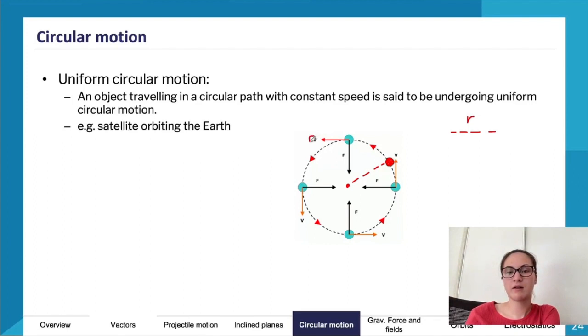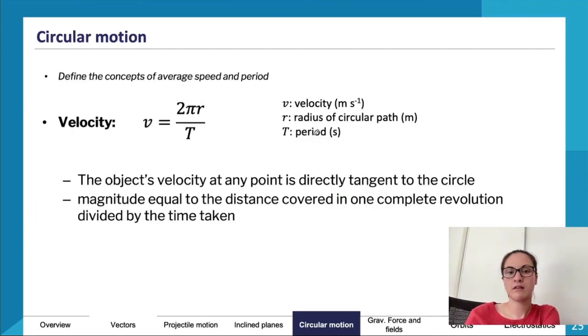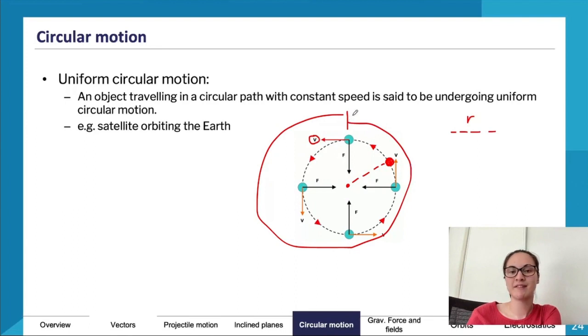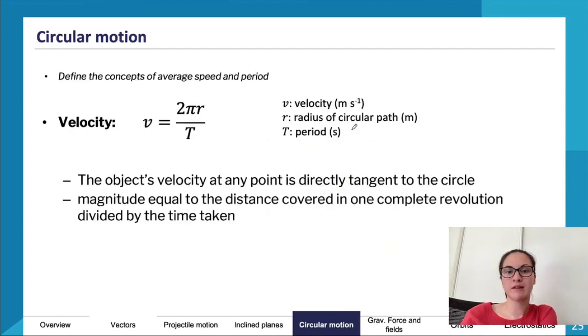Obviously you've got the velocity there, and then you've got the period to do one rotation. So it's like to go from here all the way around back to that. That was such a bad drawing, but you get the idea. To do one revolution, to do one rotation, it takes so many seconds. So the object's velocity at any point is directly tangent to the circle. Okay, so the magnitude is equal to the distance covered in one complete revolution divided by the time taken.